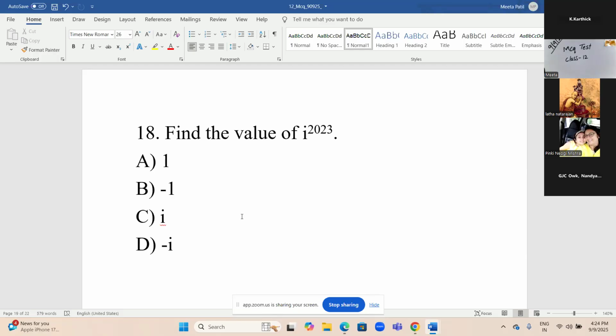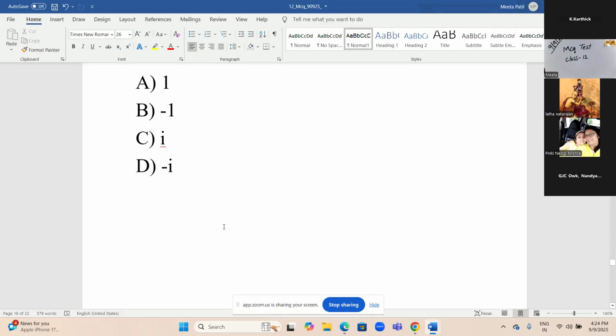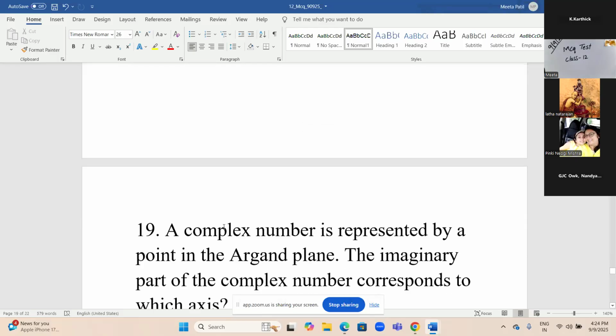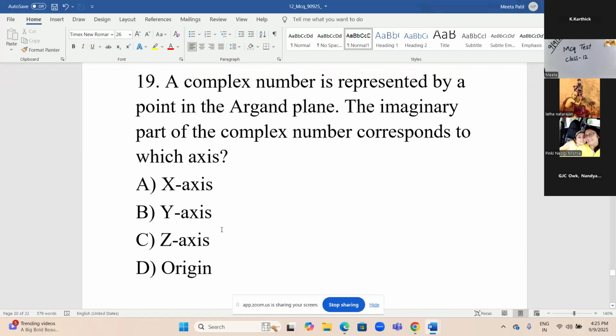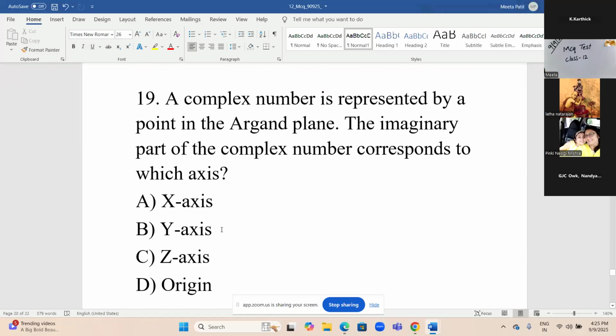Okay, so we are moving to the next question now. You have the 19th question as: a complex number is represented by a point in the Argand plane. The imaginary part of the complex number corresponds to which axis? Here you have options as option A x-axis, option B y-axis, option C z-axis, and option D is origin.